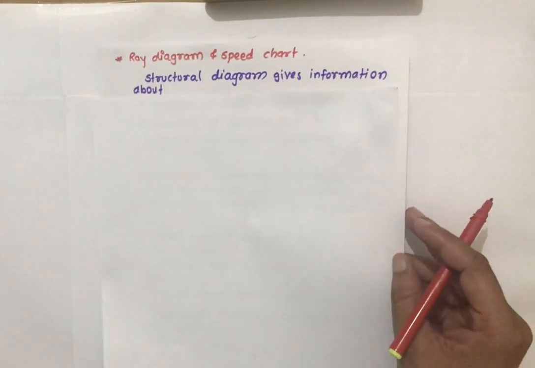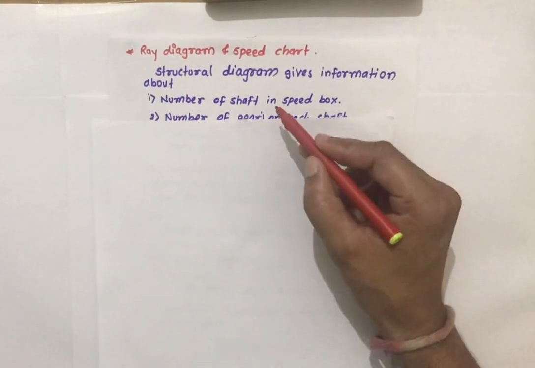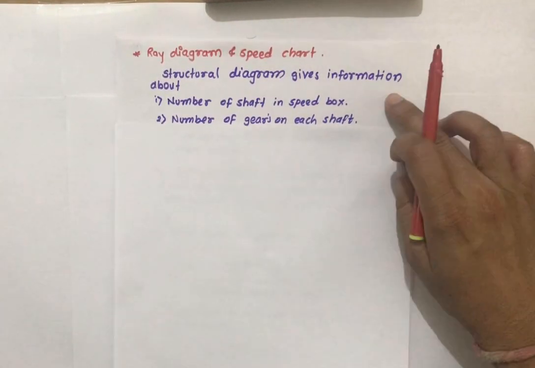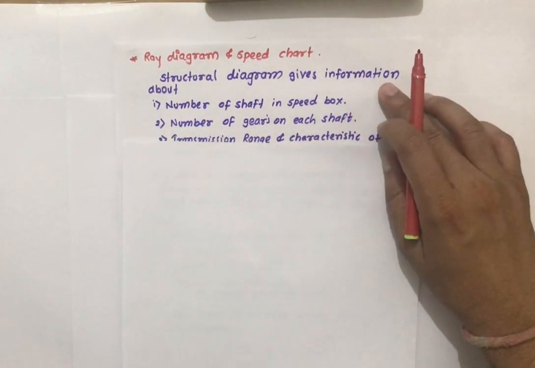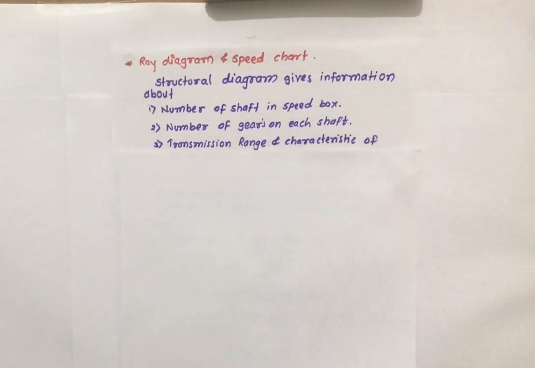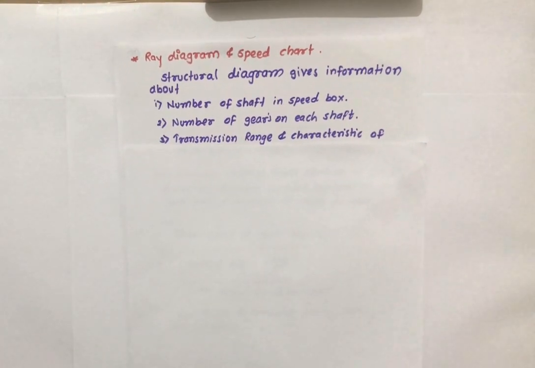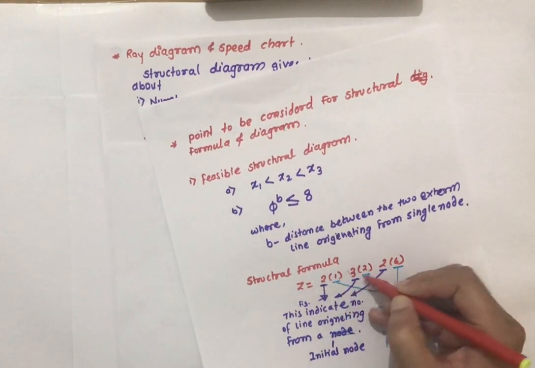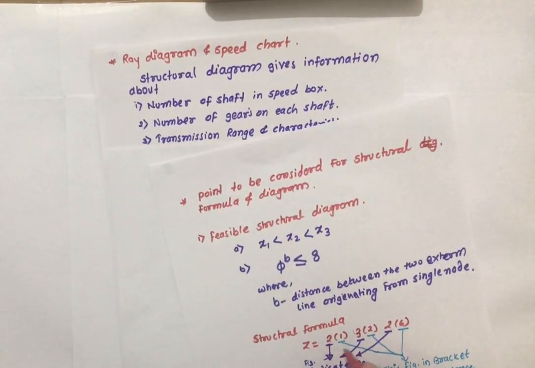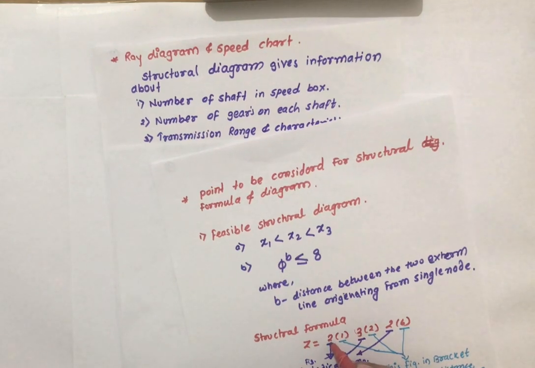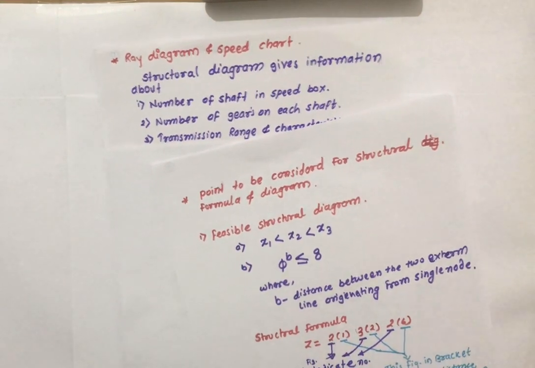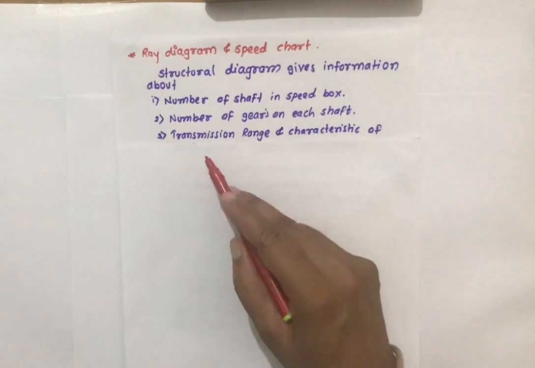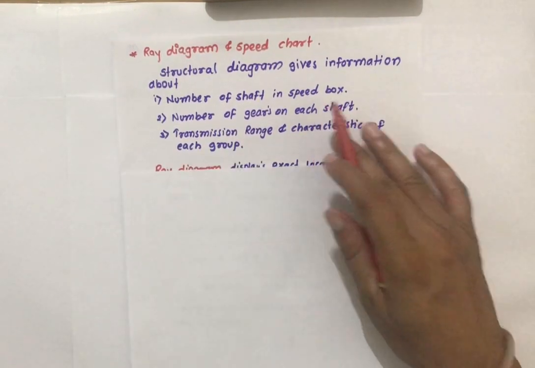Now next is the ray diagram and speed chart. The structural diagram gives information about the number of shafts in the speed box, that is the vertical lines, and the number of gears on each shaft, that is the bracket figures. This outside figure gives the number of gears on each shaft. This means the first stage has 2 gears, then 3 gears and 2 gears. Third is the transmission range and characteristics of each group.